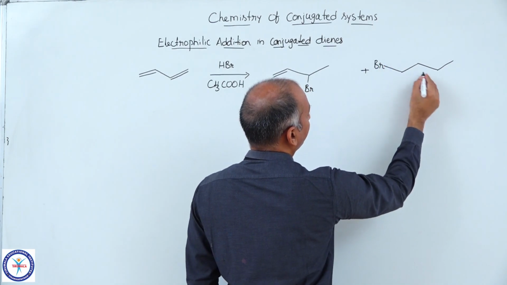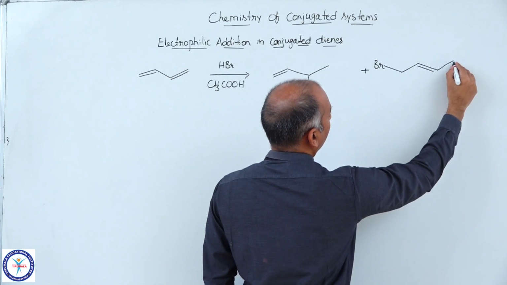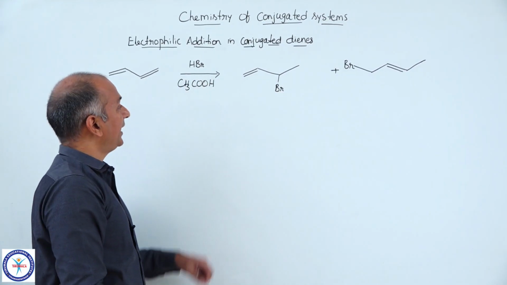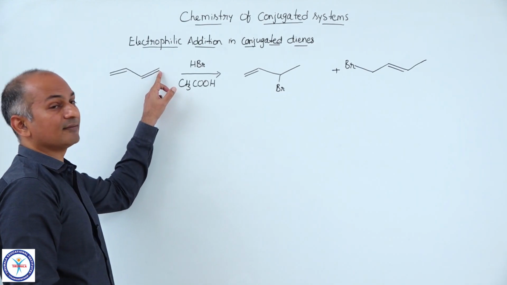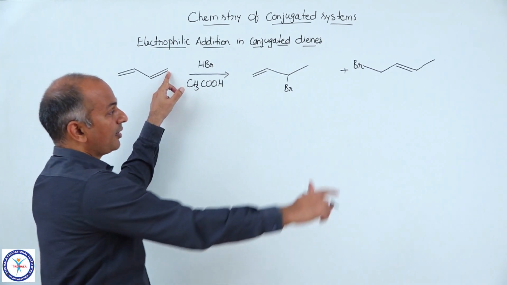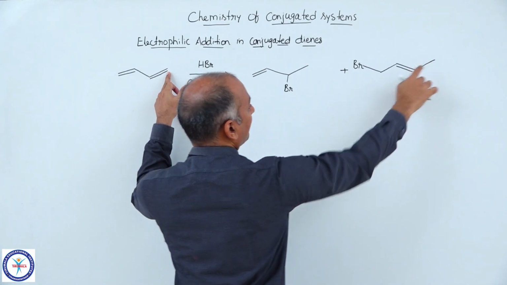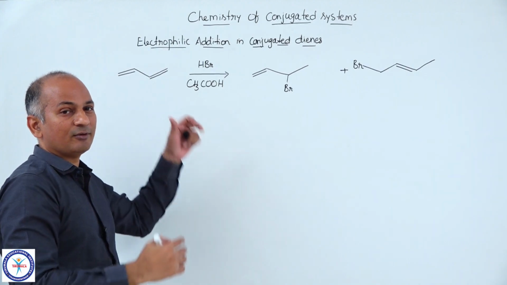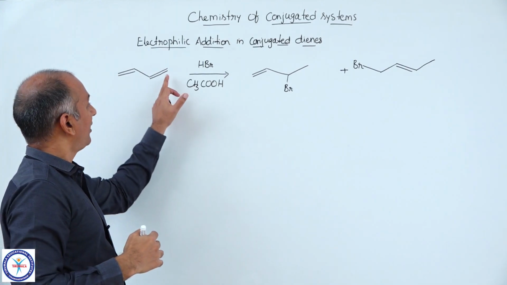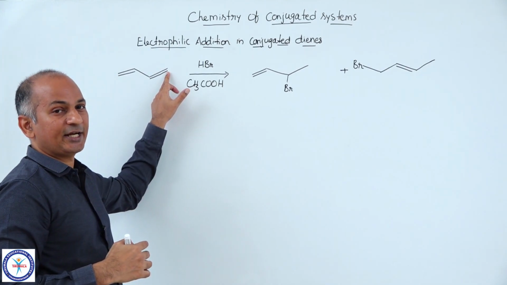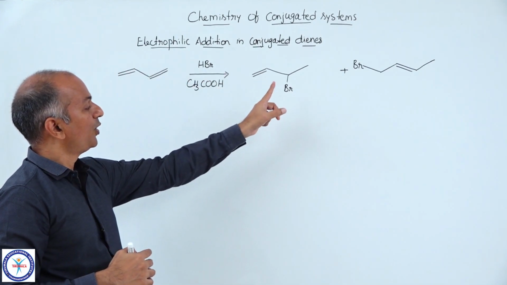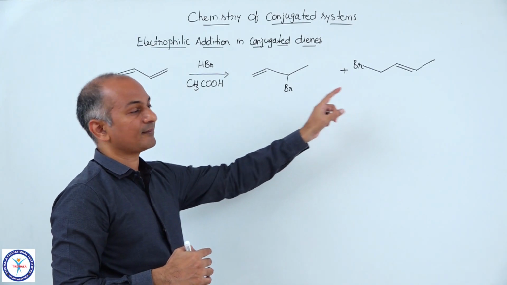here Br and here a double bond. Now this compound, that means H gets added to this carbon. You see CH2 has become CH3, and Br gets added to this carbon. So at the extremes: to the right extreme H is added and to the left extreme Br is added. So we got two products.